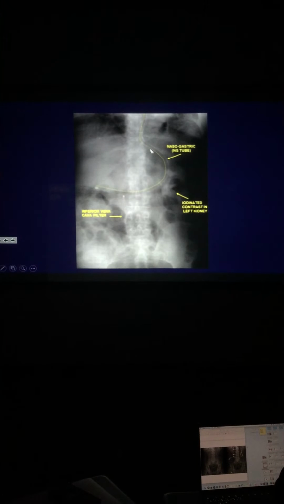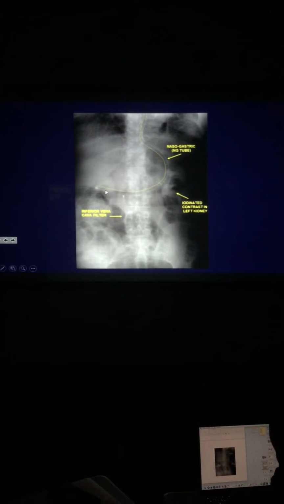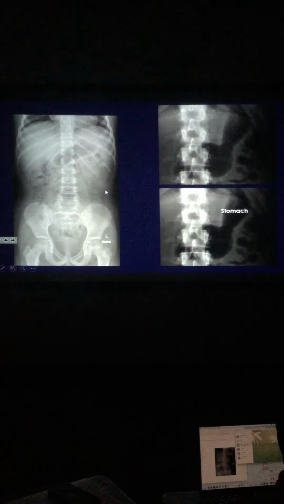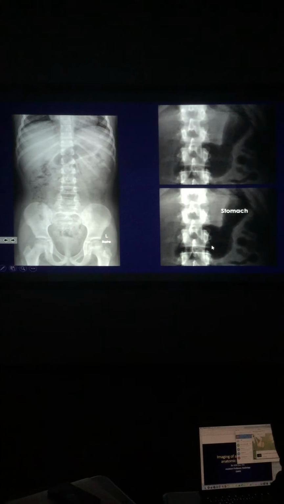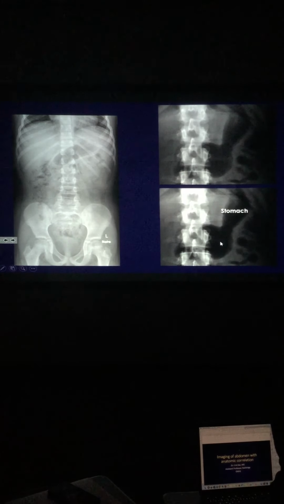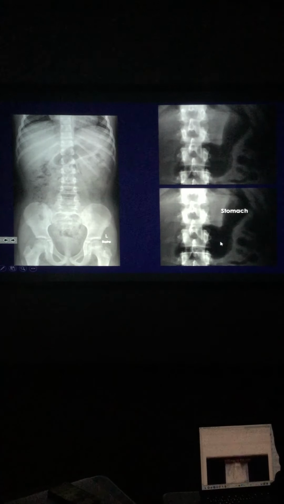When you put a tube this way, the tube takes a curve like this. Why? This is the esophagus. This is the gastroesophageal junction. This is the body of the stomach, and this is the antrum of the stomach. That's why it takes a shape like that automatically. Now here, the plain X-ray abdomen showing the stomach. Obviously, I will not expect you to identify all the parts of the stomach here, because it will be very difficult, as you are just a beginner.